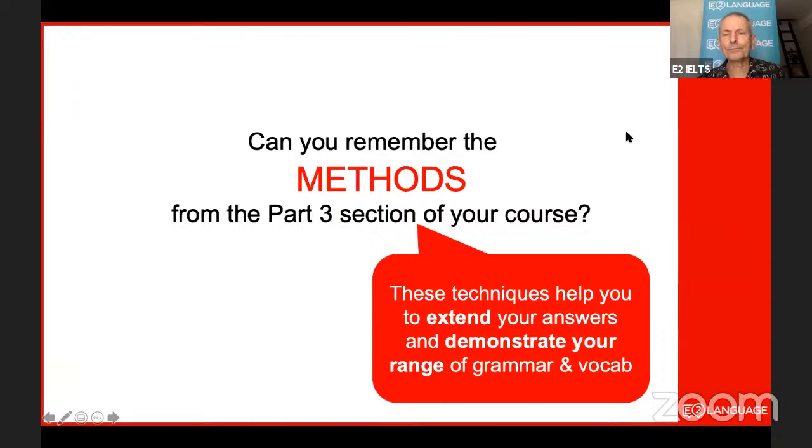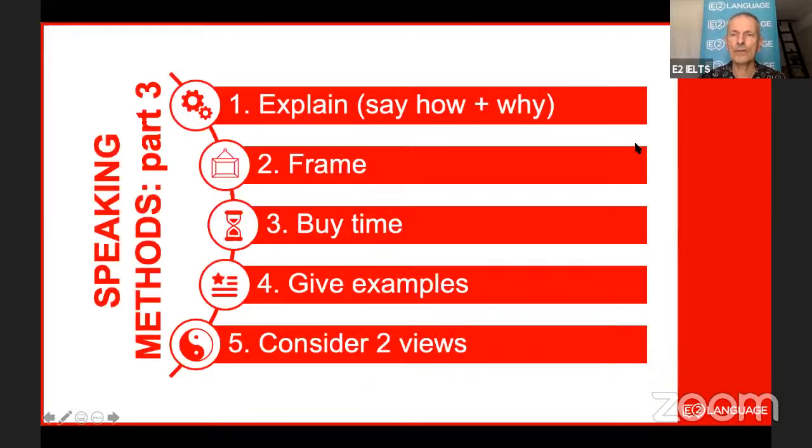Methods. Here we go. So once again, we want to extend our answers. We want to show how good our vocabulary is, and we want to demonstrate a variety of different structures, sentences, that kind of thing. Methods, here they are. So first of all, you answer the question. Explain what you think. Say why you think it, or maybe how it works. Frame your answer. That means saying, well, in my country. So just give a context.